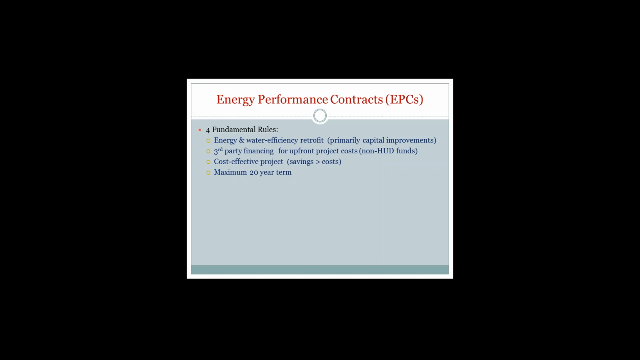And then you need to make sure to prove that the project will be cost-effective over the course of the EPC term, which means that the expected utility cost savings resulting from doing this retrofit need to pay back the total cost of the upfront cost of the retrofit itself. And so that makes it a cost-neutral program. And the maximum term in which you can get the EPC incentives and use them to pay back your upfront costs is 20 years.